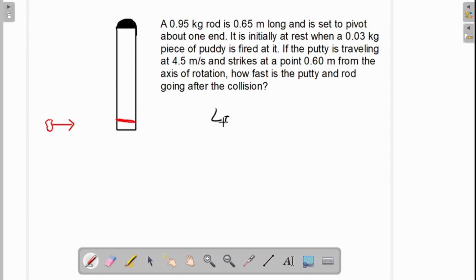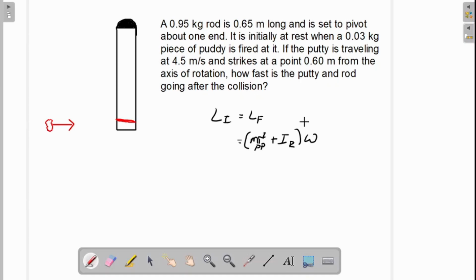L initial equals L final. And the moment of inertia of the two together will be fairly easy. So mr squared for a piece of putty, for a point mass is what we'll treat the putty as, put a little p here and p here, plus I of a rod times omega.